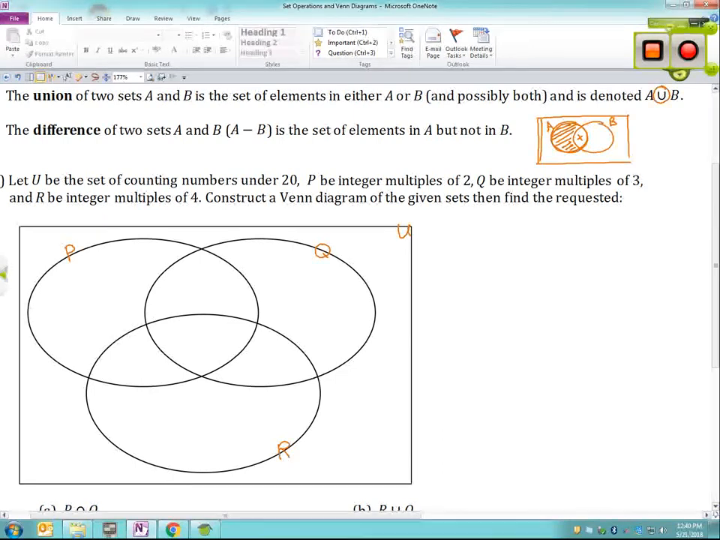That sort of thing. To do this, and this is not necessary, but for our purposes, I'm going to write out all of the elements that are in the universal set, okay? Because then I can cross them off as I go, as I put them into the Venn diagram, just to make sure that I've used all of them. So I'm going to start with that.